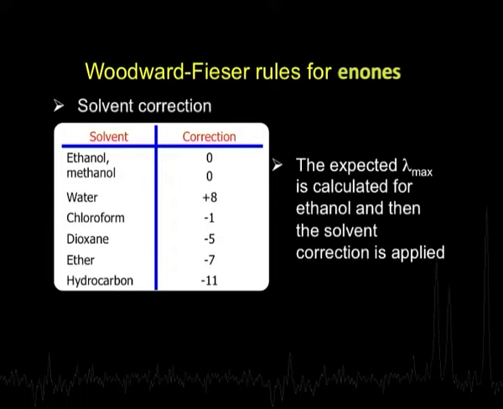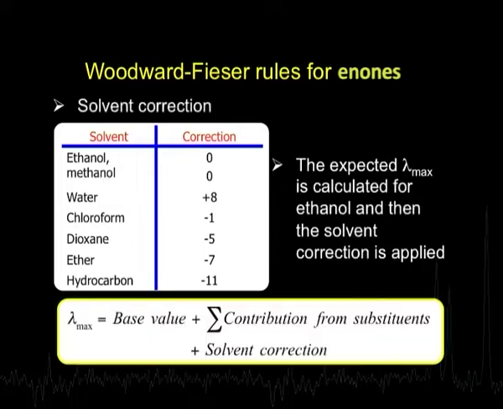Having done that, the third component happens to be our solvent correction. So we apply that and we get the value of lambda max for a given solvent. We will take one example for this as well.